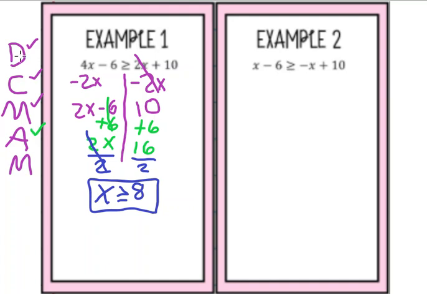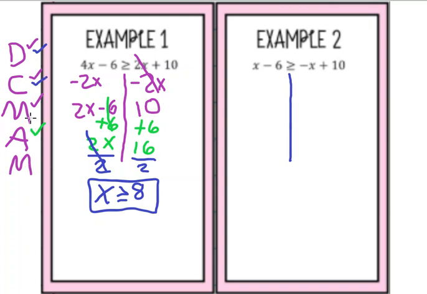Example 2, I'm going to follow these exact same steps. Don't call me after midnight. All right, so my first step, distribute. I'm going to see if there's any parentheses, and there's not. So I'm done with that step. My next step is combine like terms. I can't combine anything on my left side because this is an x, this doesn't have an x. I can't combine anything on my right side because this has an x and this doesn't have an x. So I'm done with my combining like terms.